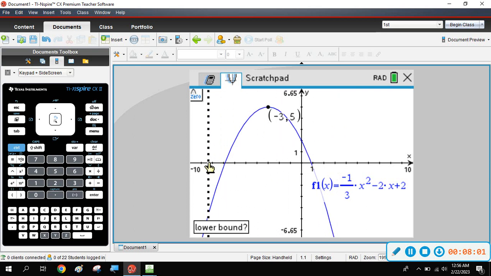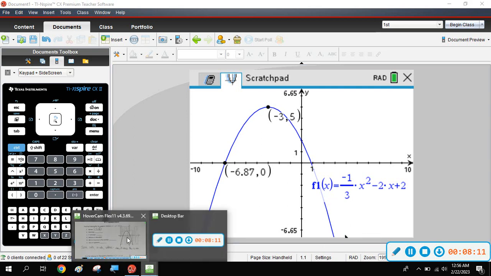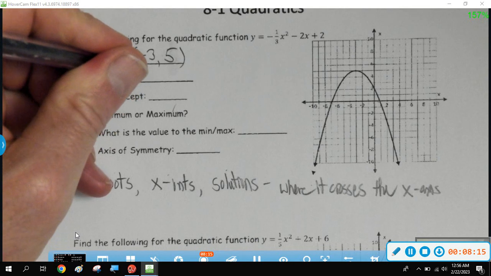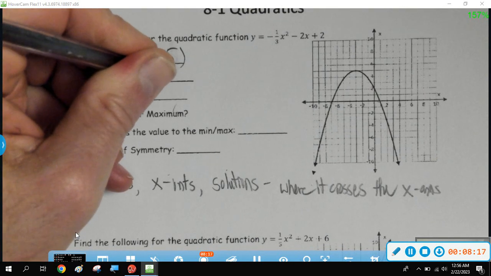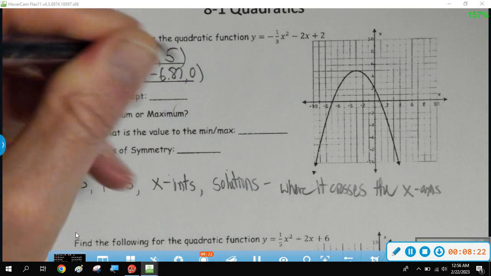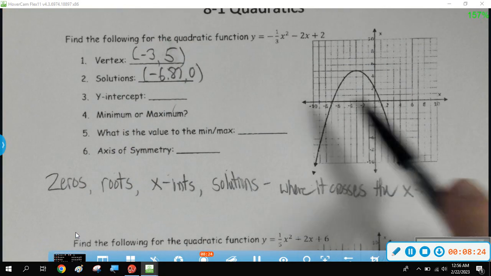So I'm going to move my lower bound here. I'm going to move my upper bound here, and that's going to give me the first zero, which is -6.87, 0. So I'm going to go back now to my sheet, and I'm going to write that in. So the first solution is -6.87, 0. Okay. Now, remember there's two solutions here.